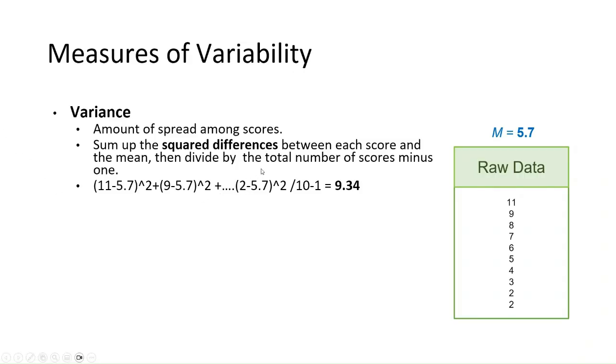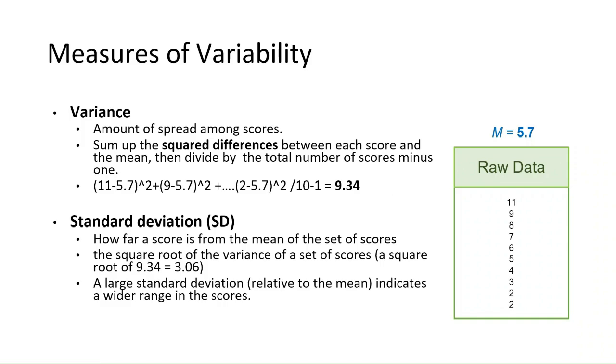So instead, we square each of those differences, add them up, and then divide by n minus 1, where n is the number of scores. So this gives us the sample variance. Now, in our case, when we do that, the variance comes out to 9.34, rounded to 2 decimal places.